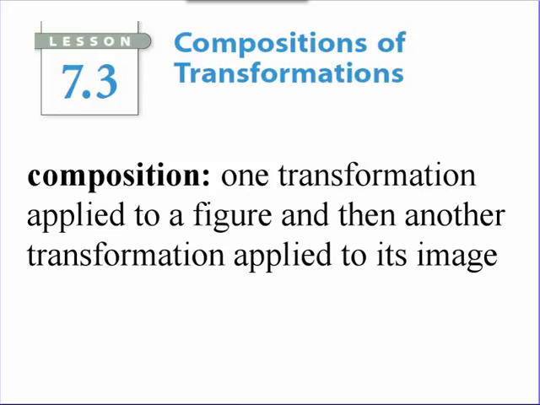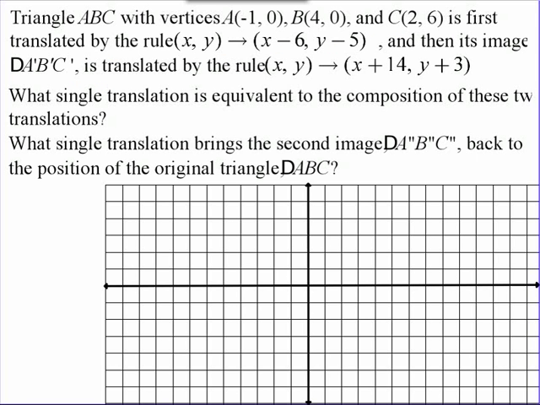Okay, so today we're going to talk about compositions of transformations. When we think of the word composition, basically when we compose something, we make something new. We bring parts of something together. So what you're doing here is you're taking one transformation, getting an image, and then putting another transformation on top of it. It's not too difficult. I think about this as two transformations.